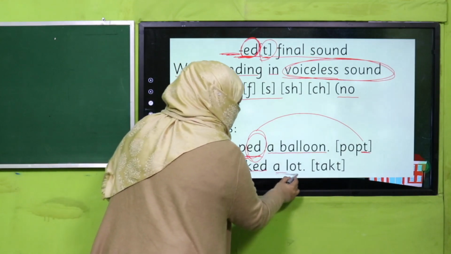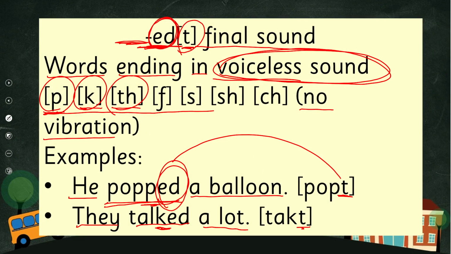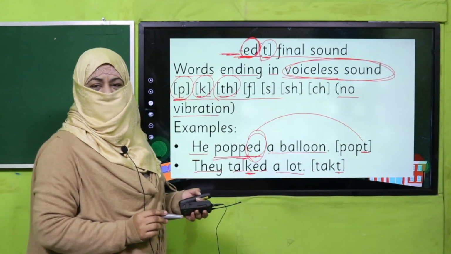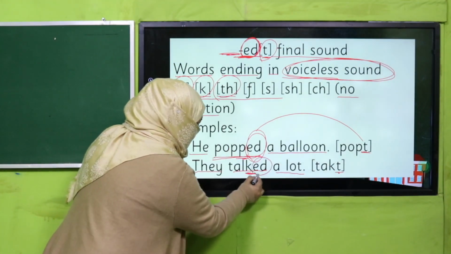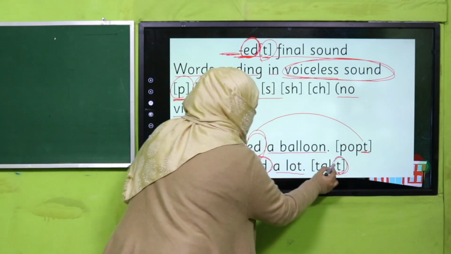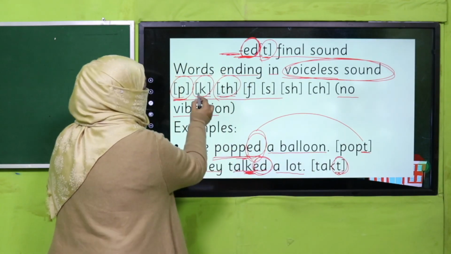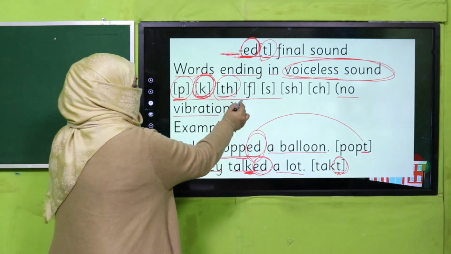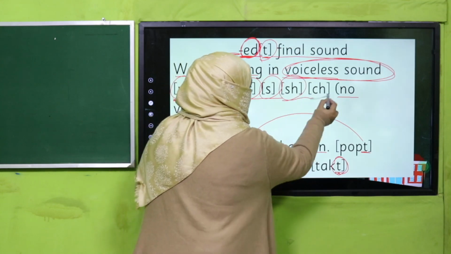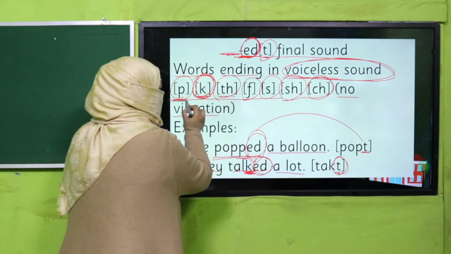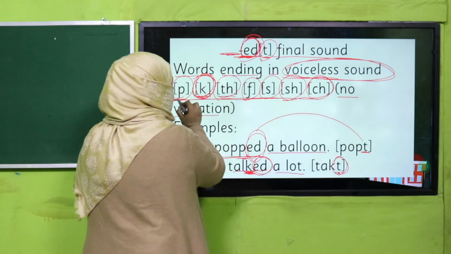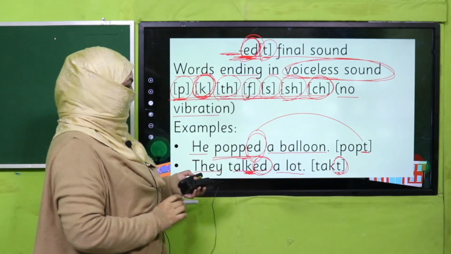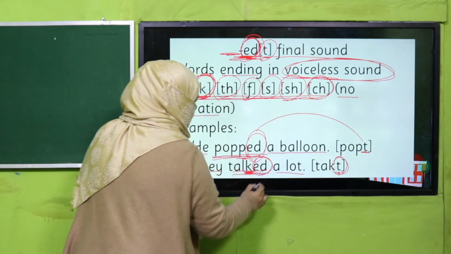They talked a lot. Talked, because K is again a voiceless sound. So we'll say they talked a lot, right? So this ED will sound like T because of this sound, which is one of the voiceless sounds, right? Okay, so better you practice these sounds. All these sounds are voiceless, and whenever you find ED after these sounds, you will pronounce this ED as T, right? As in popped, talked.